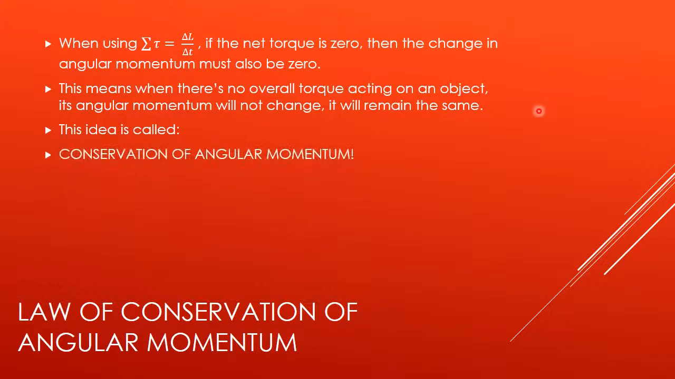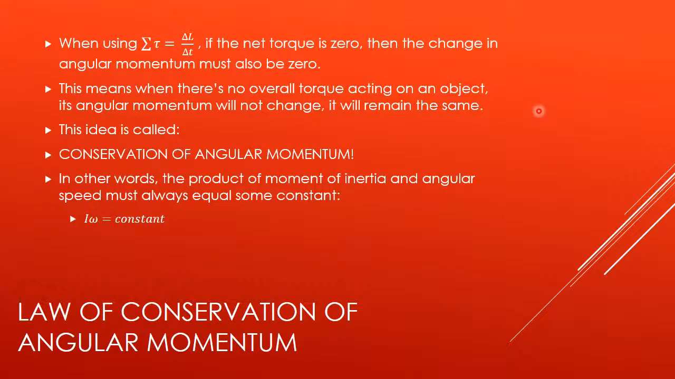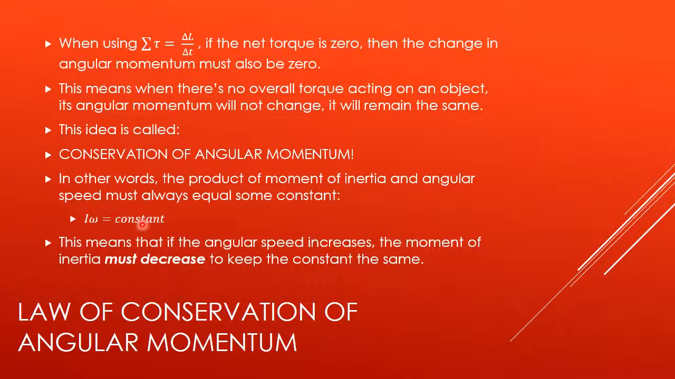This is called the conservation of angular momentum. It'll stay the same. In other words, the product of moment of inertia and angular speed must always equal some constant. So if we have the moment of inertia times the angular speed, omega, that has to equal a constant. And there's kind of a consequence from this. This means that if one of these two things changes, if the moment of inertia or the angular speed changes, the other has to change in the opposite way to keep that constant the same. In other words, if something's speed increases, then its moment of inertia has to decrease, and vice versa. It has to obey the law of conservation of angular momentum. On the next slide, we'll see an example of this.